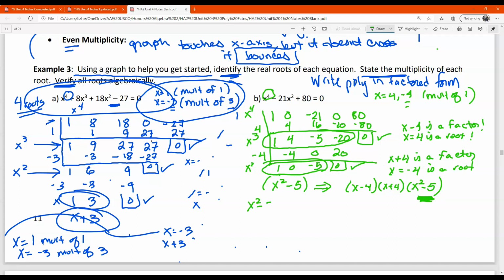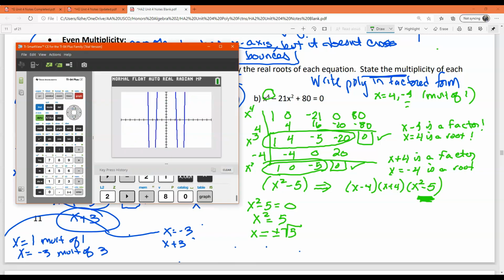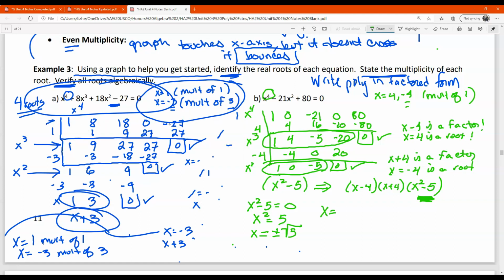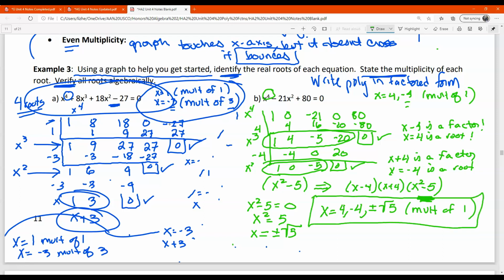I'm going to set that equal to 0. And I'm going to solve it. So x equals plus or minus the square root of 5. And if you remember that graph, there it is. These two decimal roots are the positive and the negative square root of 5. So I can write my zeros as 4, negative 4, plus or minus the square root of 5, all multiplicity of 1. There's the solutions. If I ask for the factored form, then I would use this. This is the factored form of the polynomial.